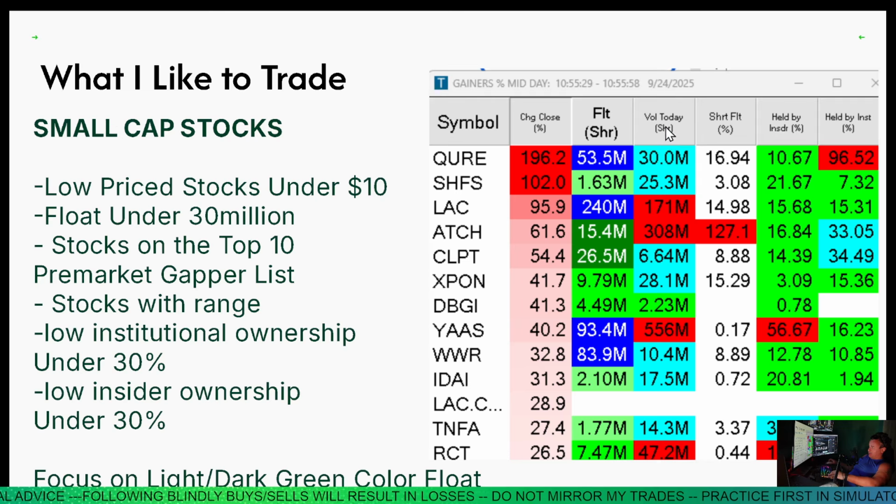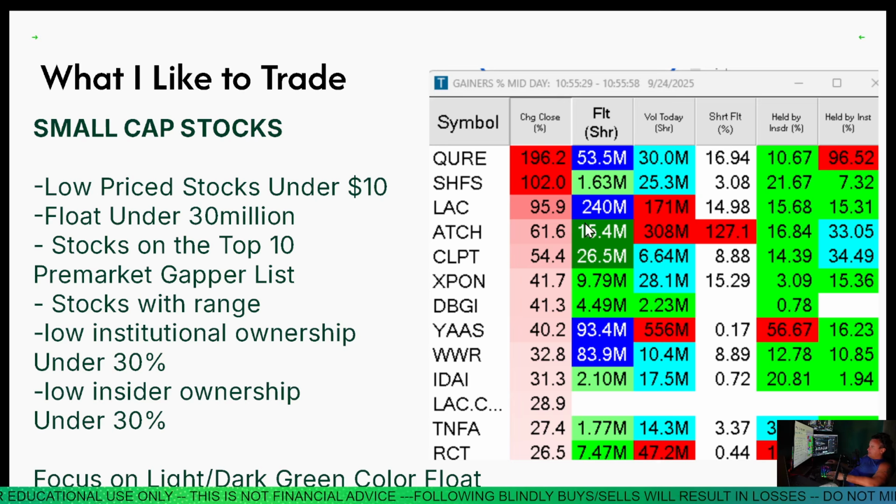And you can see the volume over here. The things that are in red mean they're generating a lot of volume. And the short float is around 125%, so a lot of the float is actually short. You can see insiders. I like to have low institutions and low insiders. You can see ATCH had 33% institutions and 16% insiders, and this is the stock that I actually made about $123,000 in profits on today, which I'm going to make a video about after this.